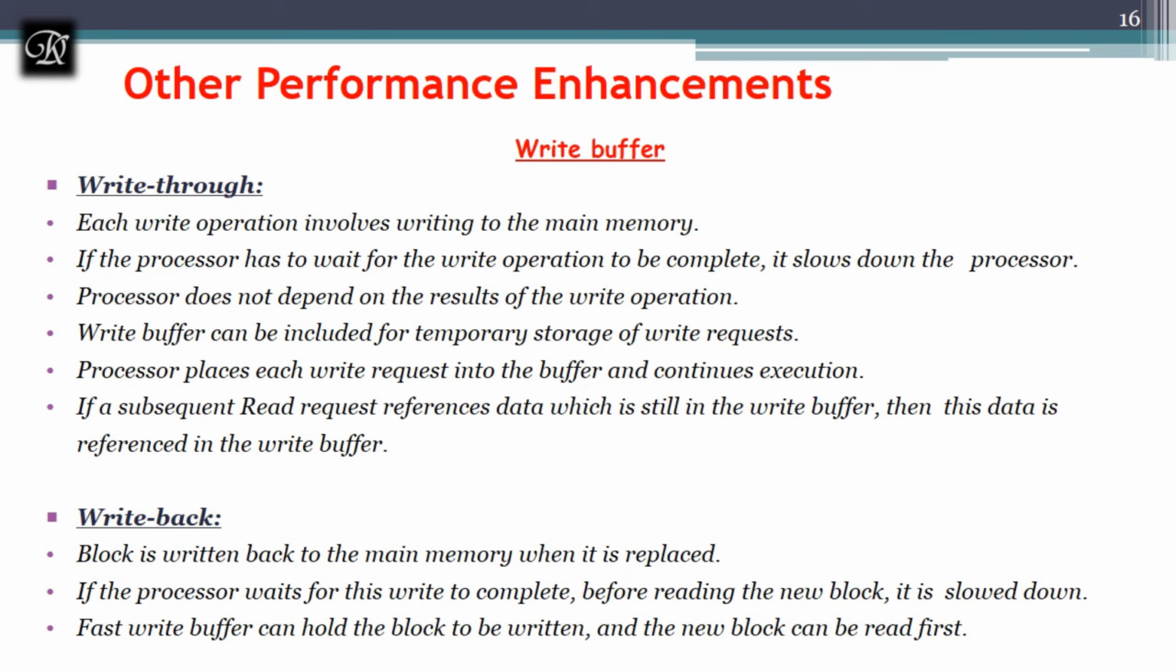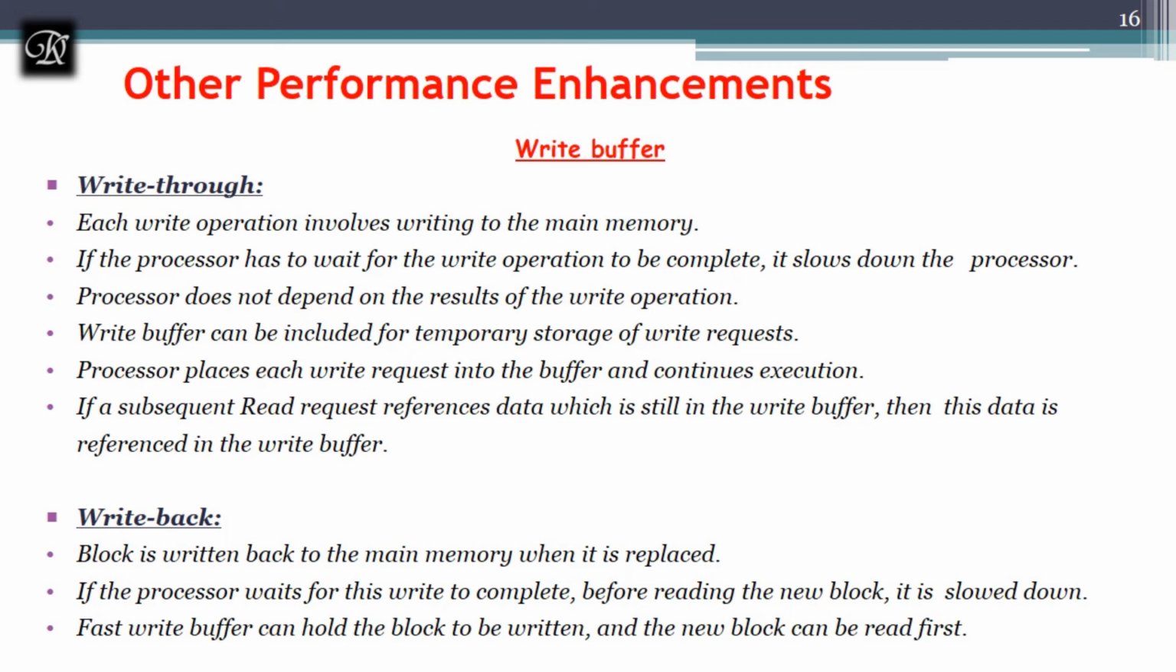Each write operation involves writing to the main memory when we are performing a write through protocol. If the processor has to wait for a write operation, then it is going to slow down the processor. The processor does not need to depend on the result of the writing operation, so a write buffer can be included temporarily. The buffer's job is to provide temporary storage so that it can improve performance. The processor places each write request into the buffer and continues execution. If a subsequent read request refers to data which is still in the write buffer, then this data is referenced in the write buffer.